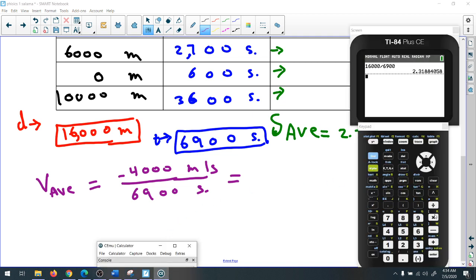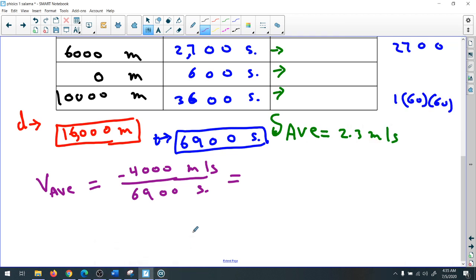Now we calculate that. 4,000 divided by 6,900 equals 0.579. Let's round it to 0.58. So it's 0.58 meters per second. This is the average velocity.